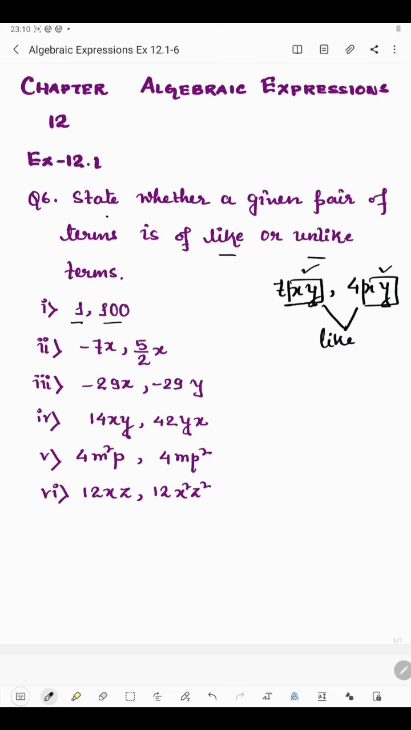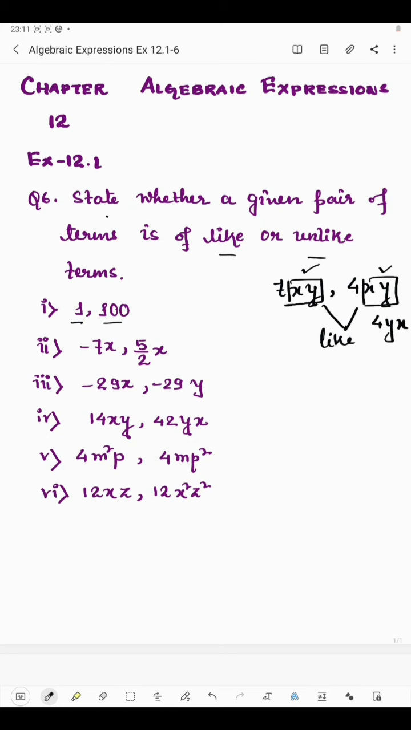Now instead of 4xy, if it is given say 4yx, then also it is same, because if you multiply x and y, you will get xy or yx, it's same only, so it's called like term.